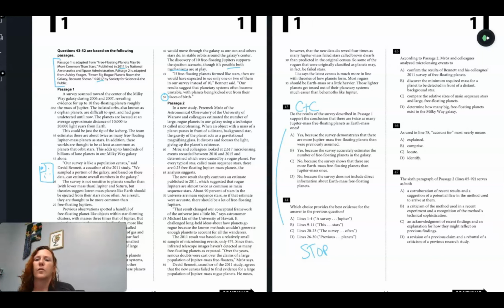It looks like we're learning about free-floating planets, these rogue planets, how they're ejected, how they come to be, what sizes are supposed to be more prevalent than others. And this is asking, do the results of the survey, so I need to see a survey, support the conclusion that there are twice as many Jupiter mass as Earth mass? So I need to find a line that talks about the number of Jupiter mass versus Earth mass and see if it supports this conclusion that there are more Earth size than Jupiter, so smaller than big. Lines 1 through 4.